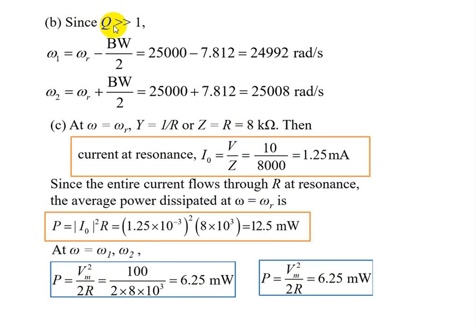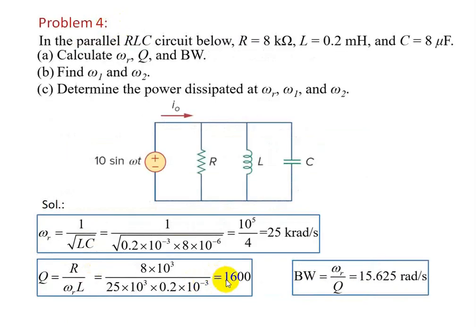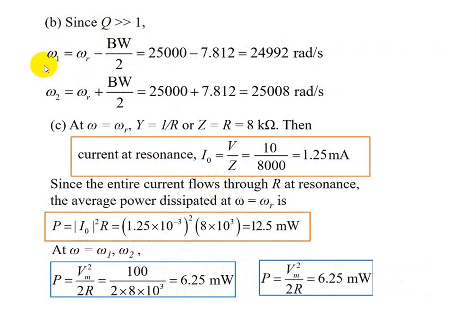Since the value of Q is very much greater than 1, its value is 1600, omega 1 will be equal to omega r minus bandwidth by 2. So you can use these equations. That is, omega r is 25,000 minus bandwidth divided by 2, which is 7.812, which gives us 24,992 radians per second. Similarly, omega 2 is omega r plus bandwidth by 2, that is 25,000 plus 7.812, which is 25,008 radians per second.